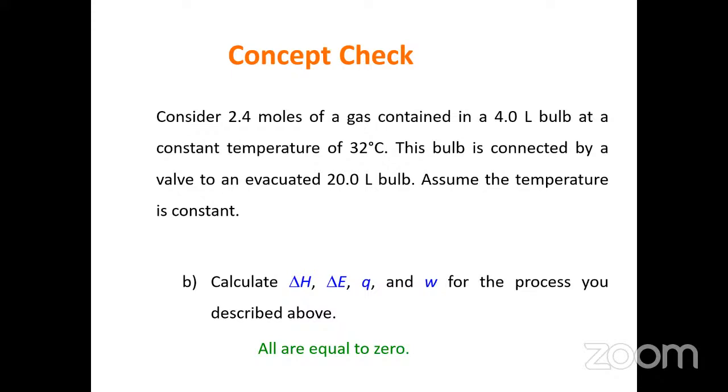So all are equal to 0. No work is done, no change in enthalpy, because no change in temperature, no change in energy. We are told here that the temperature remains constant. So the temperature is 32 degrees centigrade, there's no change. When there's no change in temperature, there's no change in energy, no change in enthalpy, because everything is linked with the heat. So you end up having everything equals 0.